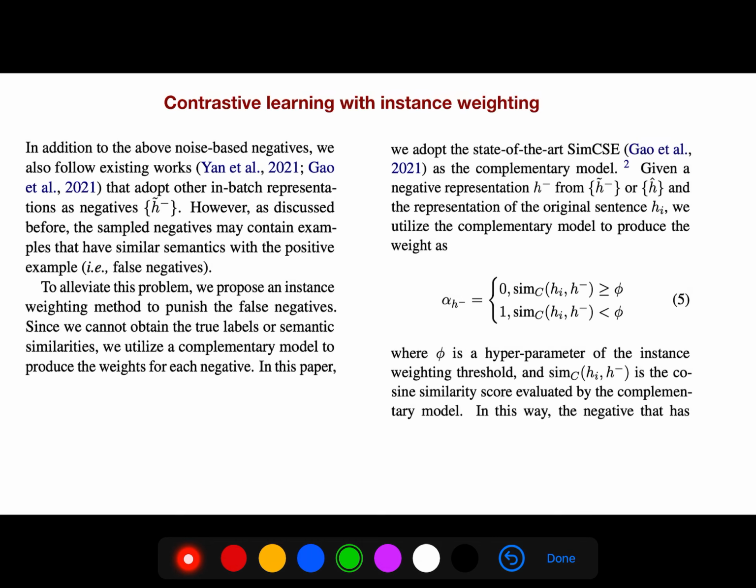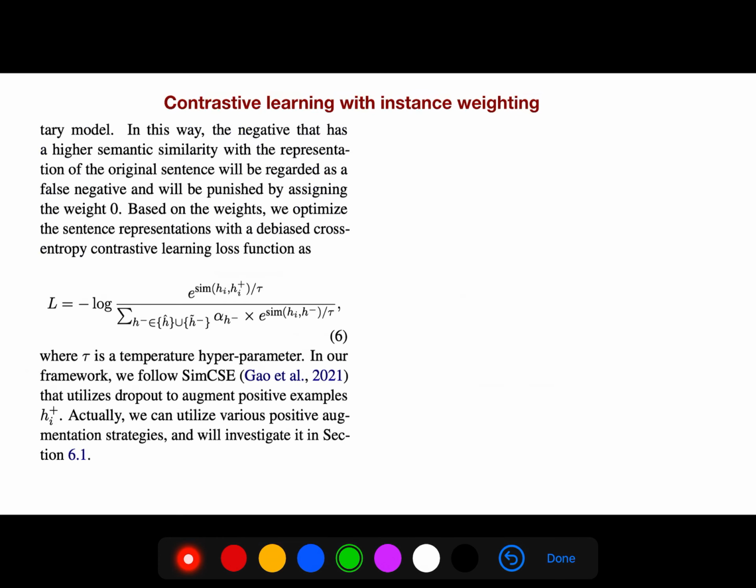So we utilize the complementary model to produce the weights. If the similarity between your representation and the negative representation is bigger than the threshold, which could be any hyperparameter, this one, which is just a weight threshold, the weight is 0, otherwise it's 1. In this way, the negative that has a higher semantic similarity with the representation of the original sentence will be regarded as a false negative and will be punished by assigning the weight 0.